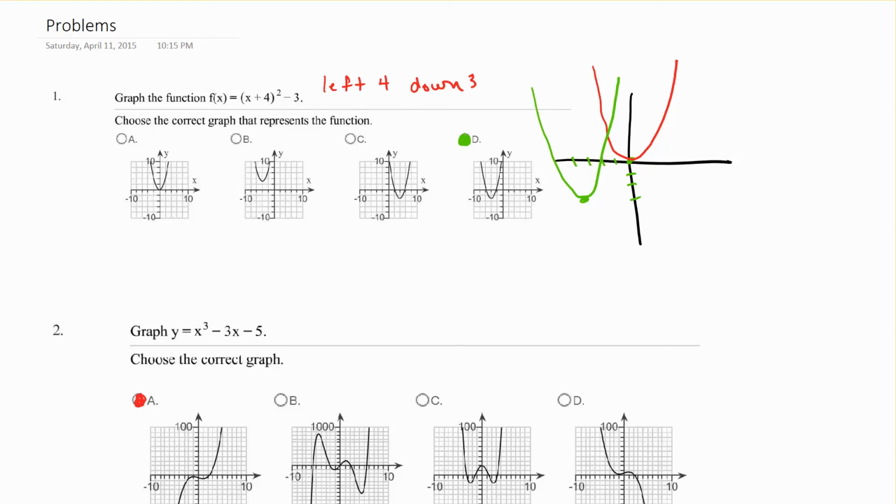Alright, so number 1 says graph the function f of x equals (x plus 4) squared minus 3. That's a translation that we're going to do. We've learned a little bit about that. And so we know that typically our graph would be right here. Left 4 because it's positive inside the parentheses, and down 3. So move that vertex and move it here.